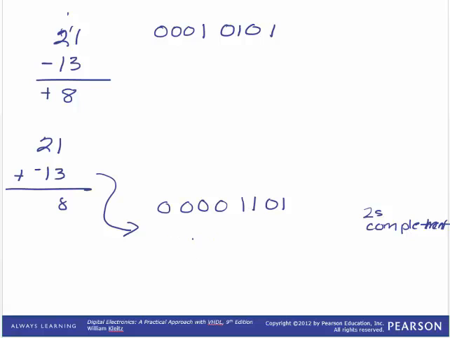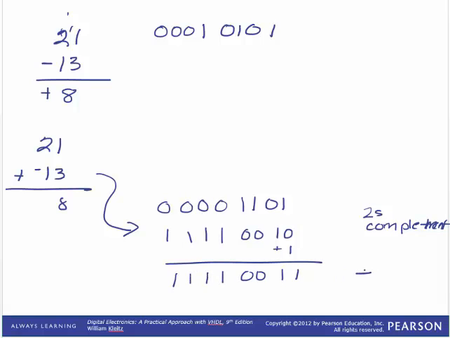So what we do to find negative 13 is complement it and add 1. That's the routine. Complement it: 1, 1, 1, 1, 0, 0, 1, 0, and add 1. And we have 1, 1, 0, 0, 1, 1, 1, 1. So that should be minus 13. And since the most significant bit here is a 1, that means the sign is negative.